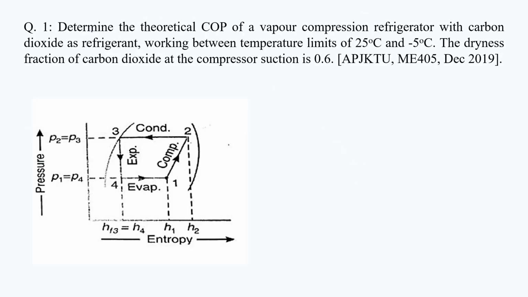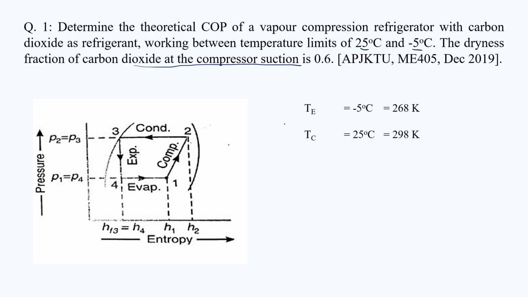Now, coming to the problem: we have to determine the theoretical COP of a vapor compression refrigerator with carbon dioxide as a refrigerant working between temperature limits of 25 degrees Celsius and minus 5 degrees Celsius. The dryness fraction of carbon dioxide at the compressor suction, that is at point 1, is 0.6. Nothing is specified about the state of the vapor after compression, so we'll assume point 2 as well as point 1 lies inside the dome, that is, both are wet vapors, a combination of liquid and vapor refrigerant.